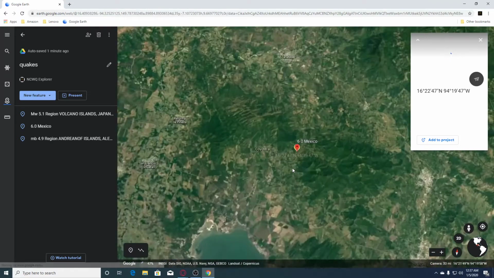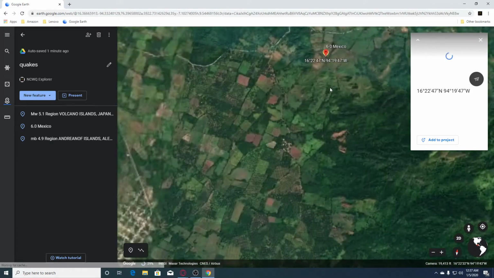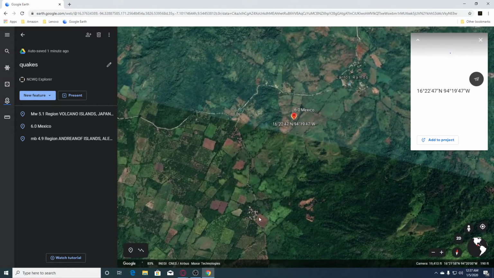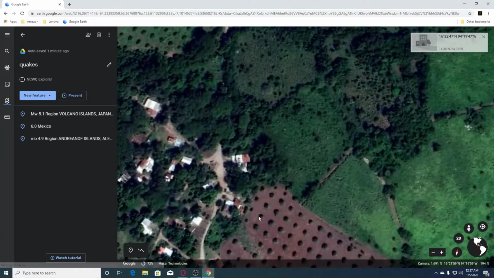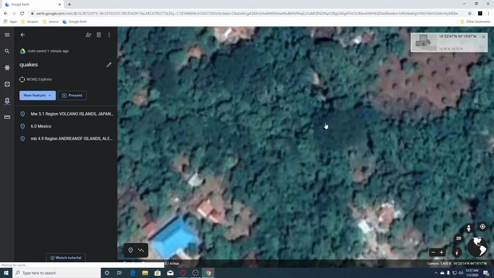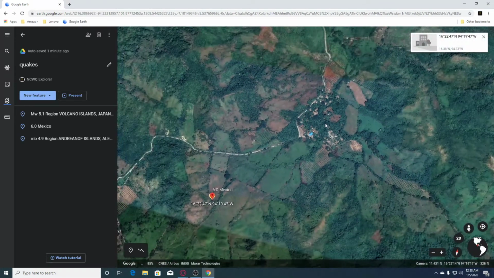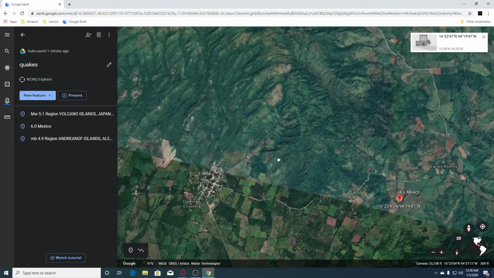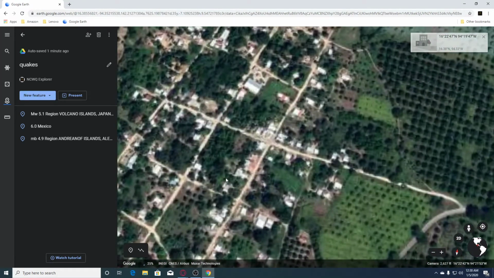And we can tell that there are towns and stuff down here. You can see houses. So this is not an area that is without houses. We can see there's a town here.